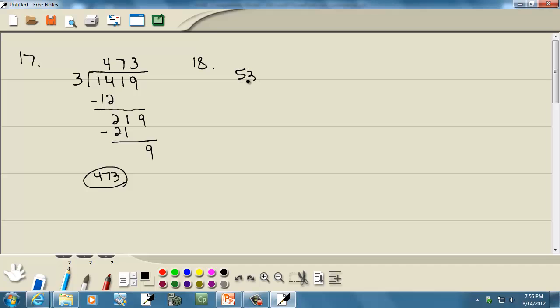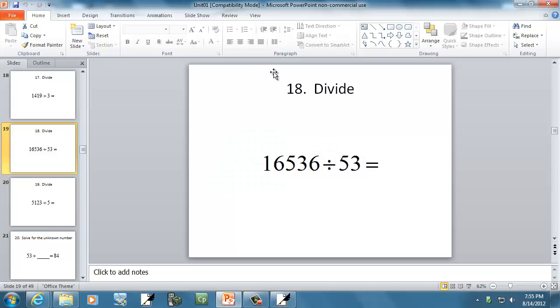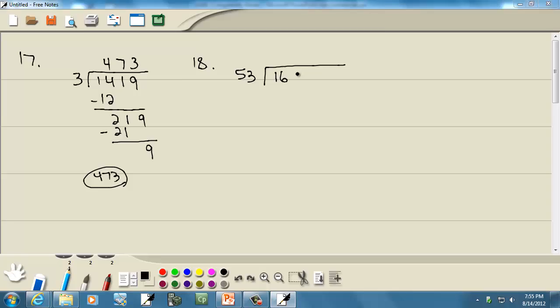$53 into 16,536. Well, 53 doesn't go into 1. If I look at these two digits, 16, 53 doesn't go into 16, so I go to 165. It goes in 165, I think, 3 times. So put a 3 above the 5, because I'm looking at 165.